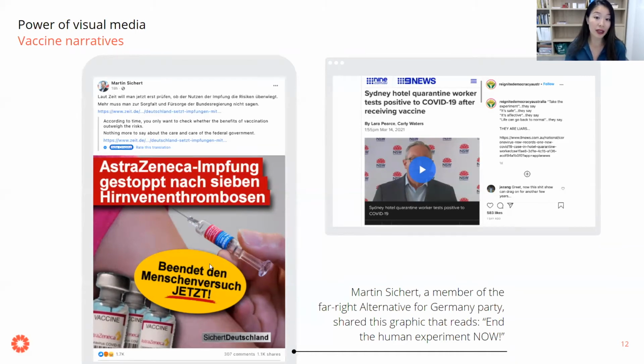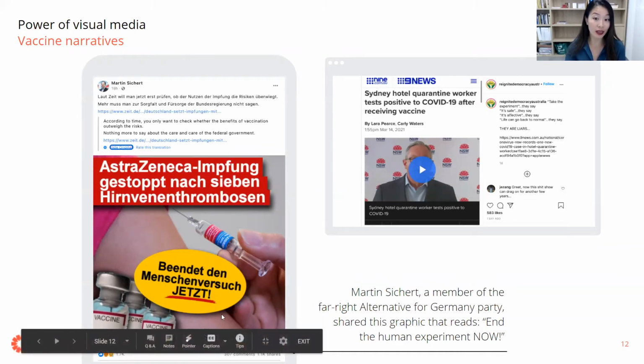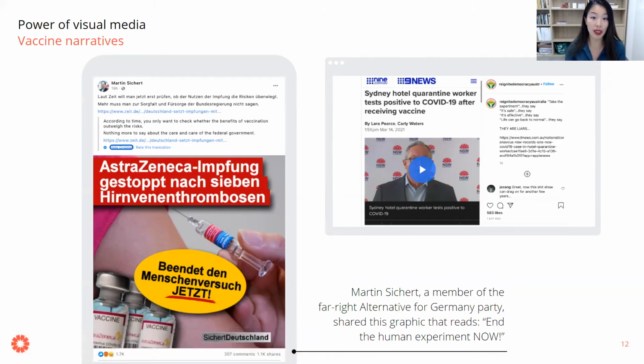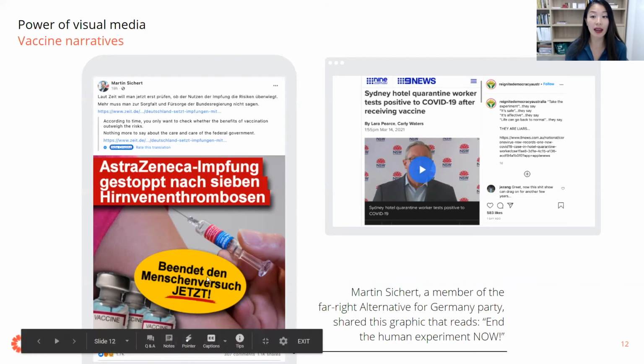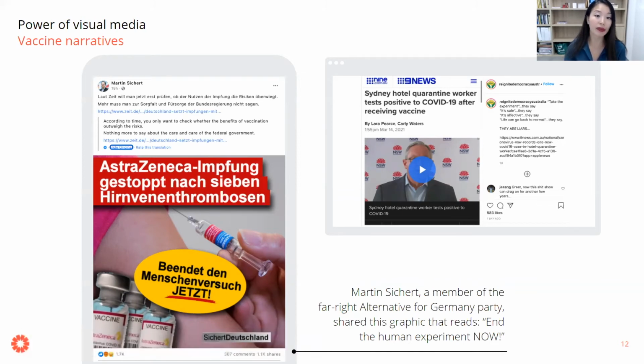So here on the left, we have an image of a needle. This is a Facebook post from a German politician. He's a member of the far-right Alternative for Germany party. And the text in the image says, "End the human experiment now." Again, this plays into one of the most popular vaccine narratives that we've seen: conspiracy theories about depopulation and that the government is taking away your freedom, things like that.